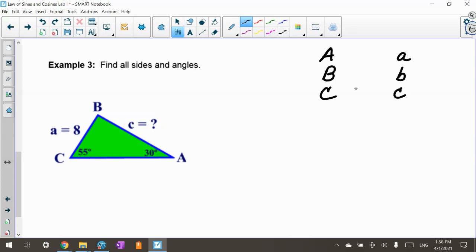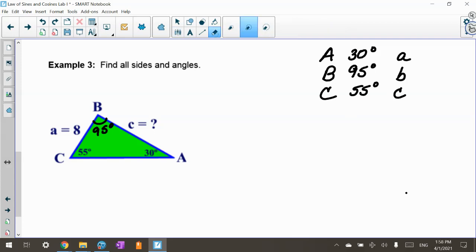So I know C is 55 degrees. That's nice. A is 30 degrees. Oh, cool. Look at this, guys. I know I can add those up and subtract them right from 180 right off the bat. I know B already is 95 degrees just because I can add those up. They all add up to 180. So those are the fun ones. You're like, cool, cool, cool.